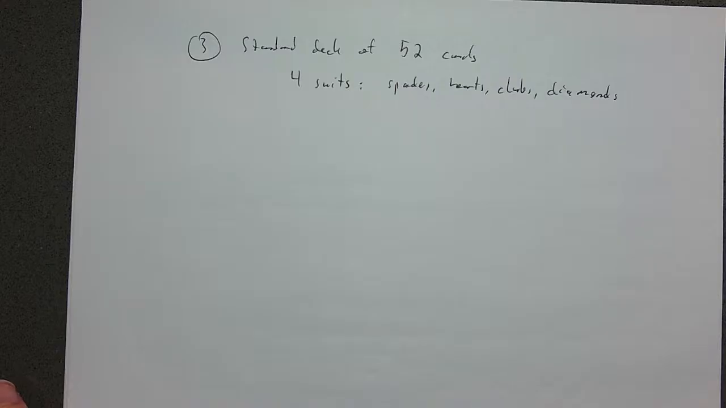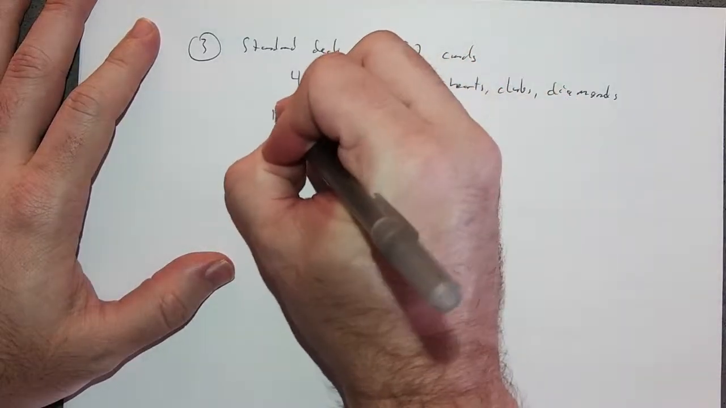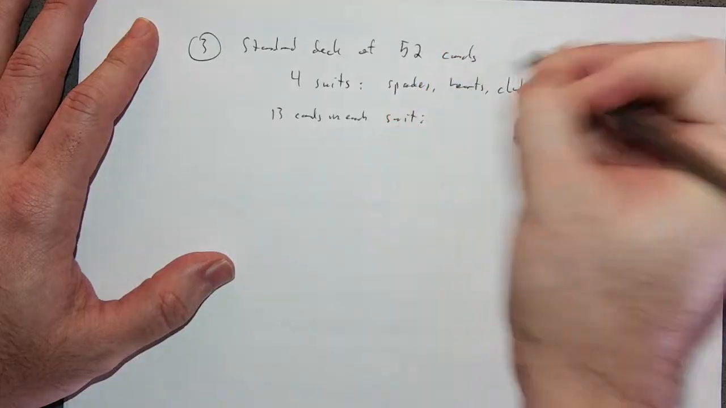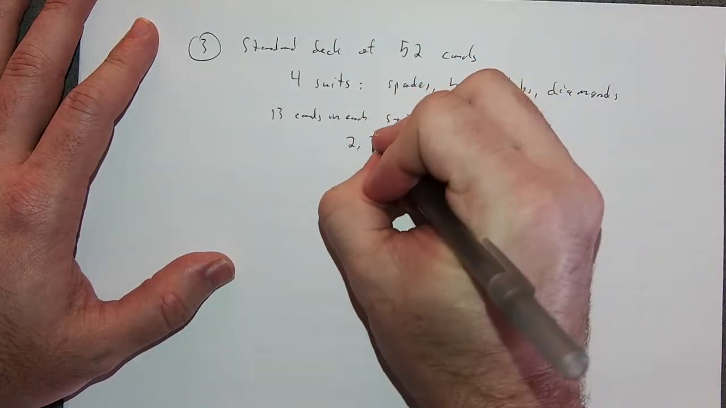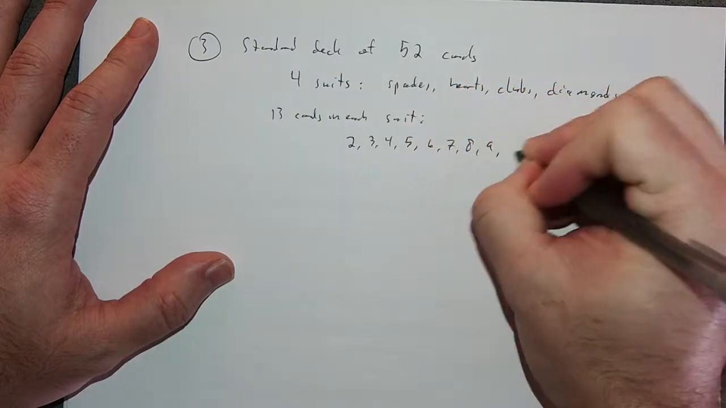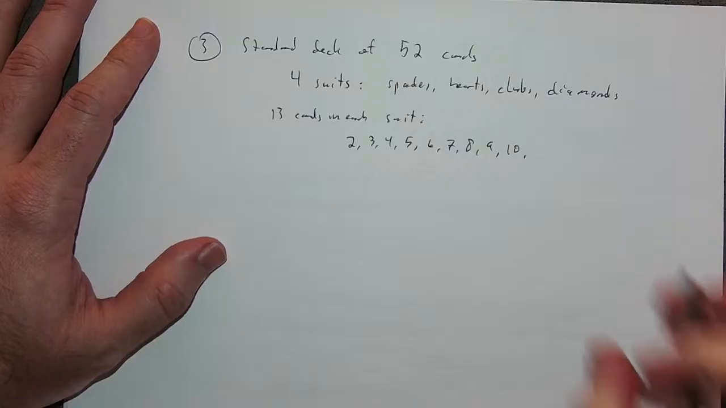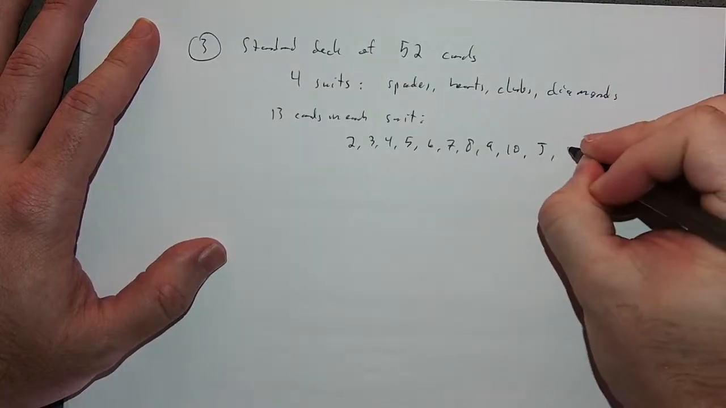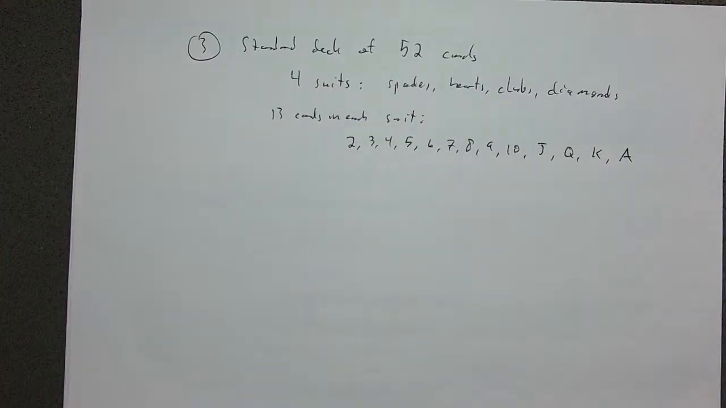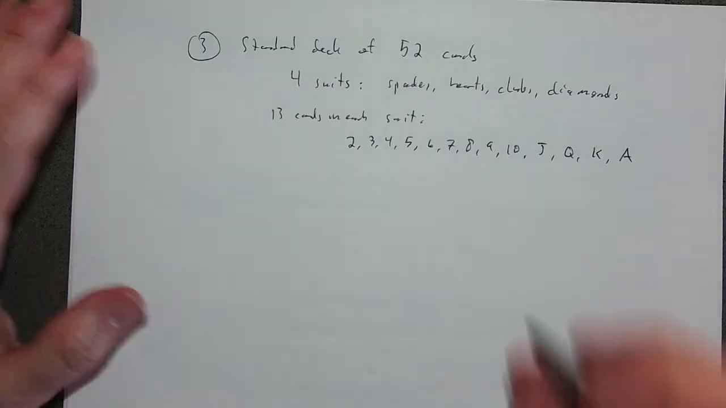Each of the cards in a suit has a different face value. There's either a number between 2 and 10, so 13 cards in each suit. The 13 cards have values 2, 3, 4, 5, 6, 7, 8, 9, 10, Jack, Queen, King, Ace. Okay, so the question is, how many poker hands have exactly 3 cards with the same face value?